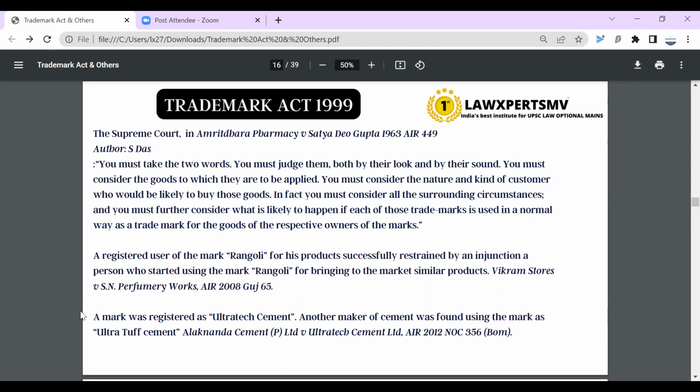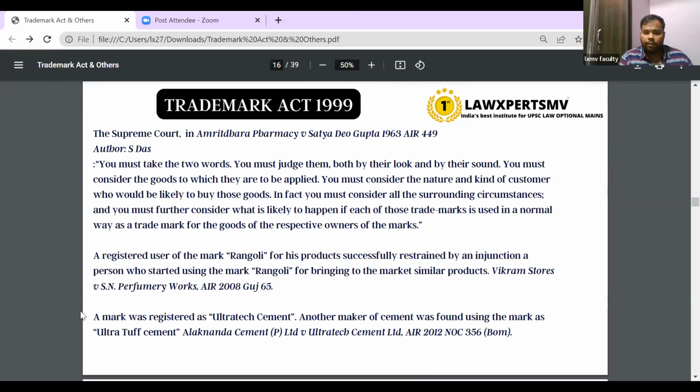The Supreme Court in Amirdhara Pharmacy versus Satyadev Gupta says you must take the two words, you must judge them both by their look and by their sound. You must consider the goods to which they are to be applied. You must consider the nature and kind of customer who would be likely to buy those goods. In fact, you must consider all the surrounding circumstances, and you must further consider what is likely to happen if each of those trademarks is used in a normal way as a trademark for the goods of the respective owners of the mark. Thank you.